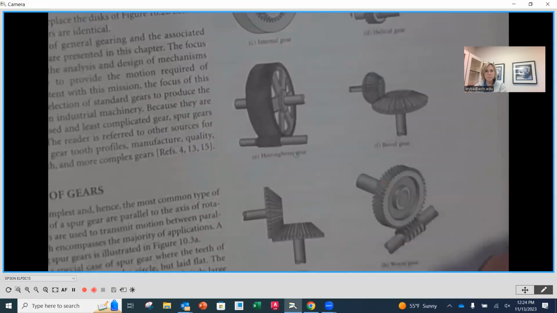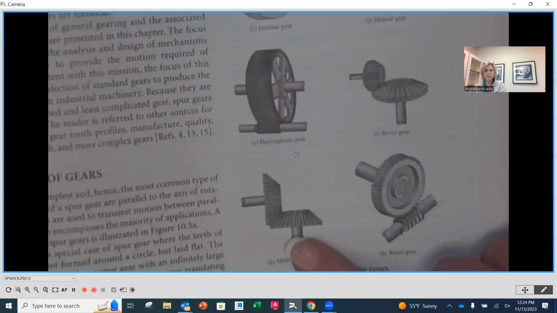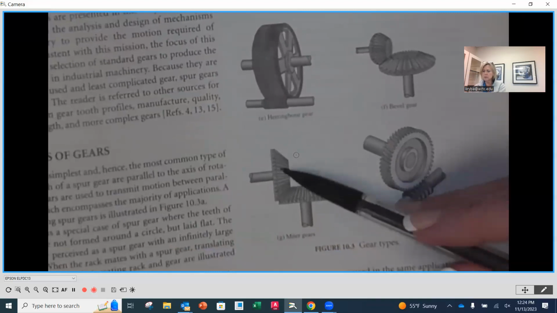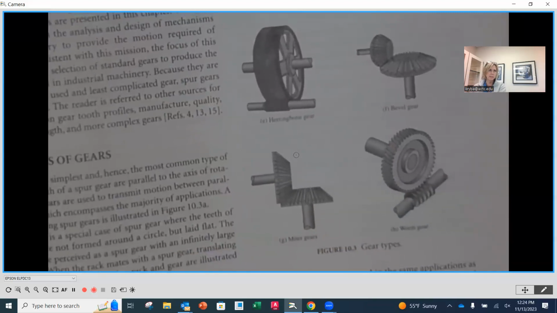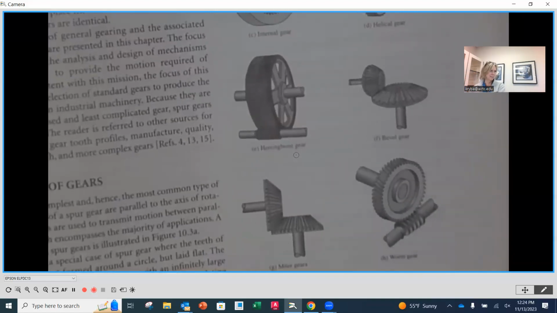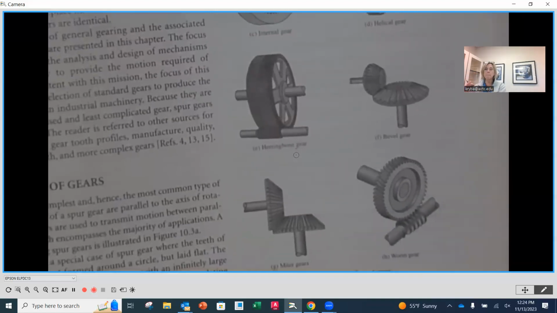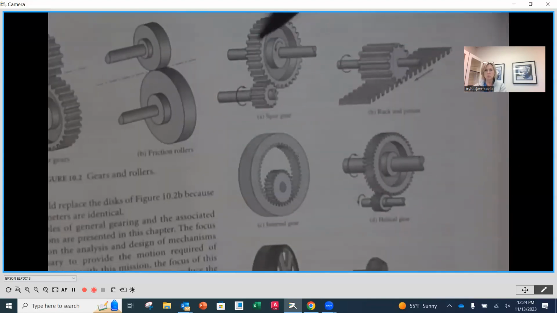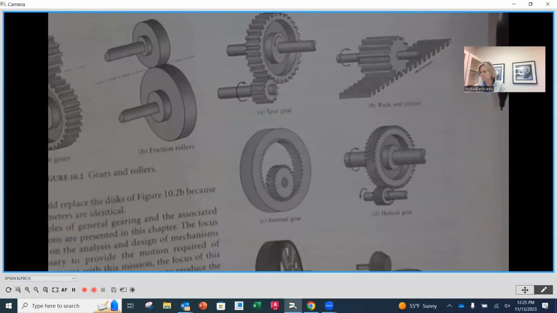The bevel and the miter gears. Now, these look very similar to one another, except there's one big difference. With a miter gear, the two gears are going to be the same size. On a bevel gear, you're going to have one that's a pinion and one that's a gear. They're not going to be the same size, but the relationship of 90 degrees to one another, as far as one shaft to the next, is going to be the same. So it's a 90-degree application here as opposed to having parallel shafting.